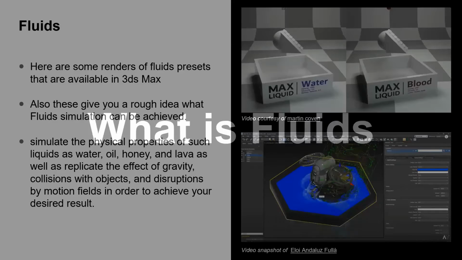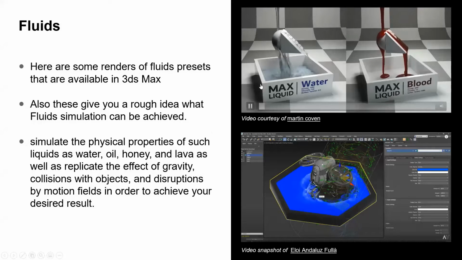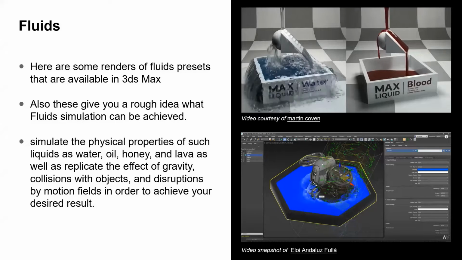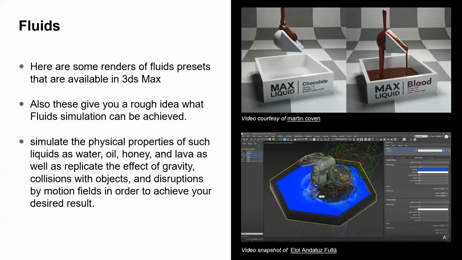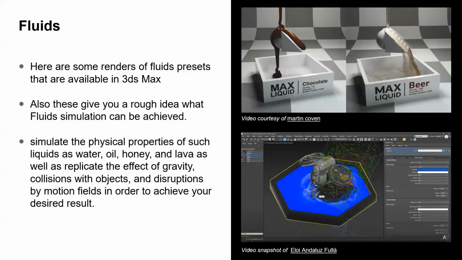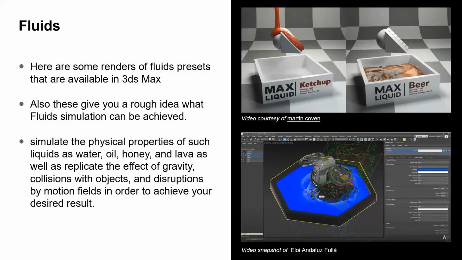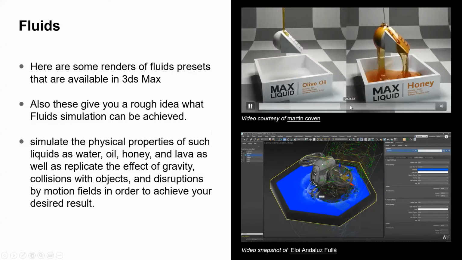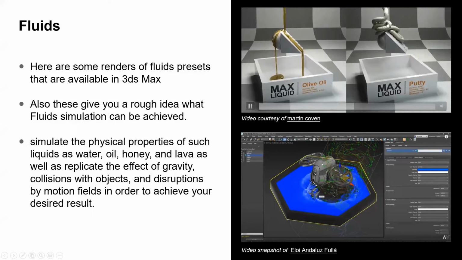What is fluids? On the screen, top right corner, you will see the effect that you can achieve in 3ds Max if you use the fluids toolset. These are the presets available in 3ds Max. You just need a few clicks to access those fluid simulations. A lot of it, like ketchup, honey, and if you want a toothpaste kind of texture, you have it in 3ds Max as well.